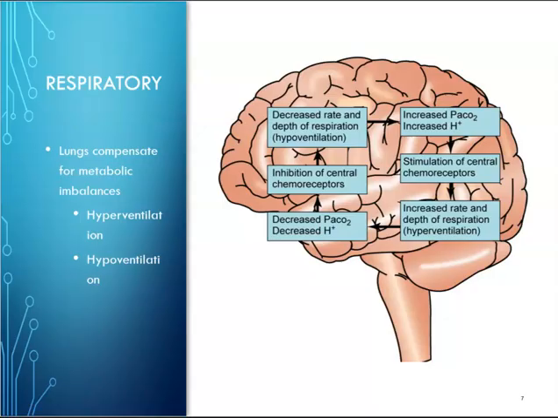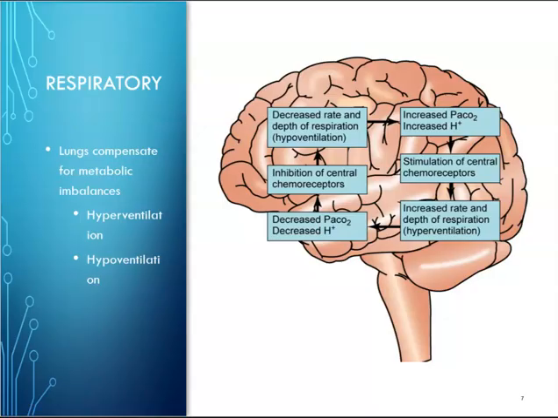Remember, too, the relationship between CO2 and hydrogen ions. If one increases or decreases, so does the other. So lungs can compensate for acid-base balance of metabolic origin. When we think about metabolic, if we have a metabolic alkalosis or metabolic acidosis going on, our lungs are going to kick in and they're going to attempt to compensate for this. So this is going to be respiratory. And the greatest part about this is it happens very quickly.